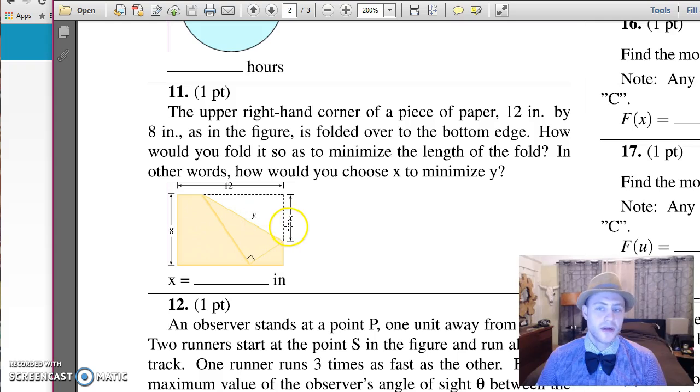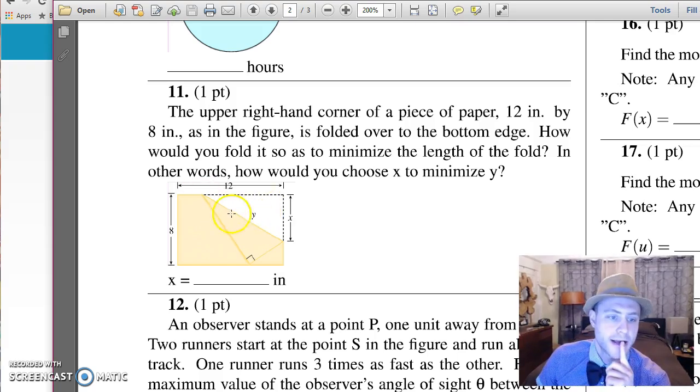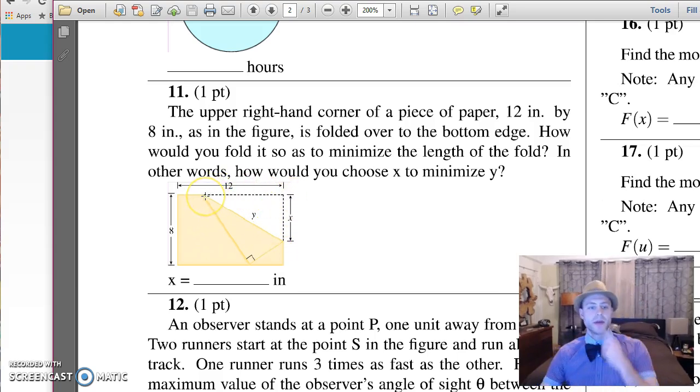Well, it's not obvious. This isn't one of those ones where it's obvious. In fact, it's kind of hard to set up. So my first thought is I can do the Pythagorean theorem here and go y squared is equal to x squared plus thing squared. But thing is not really a thing. I don't know what that thing is.